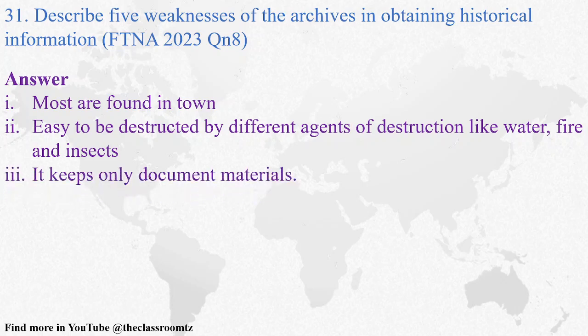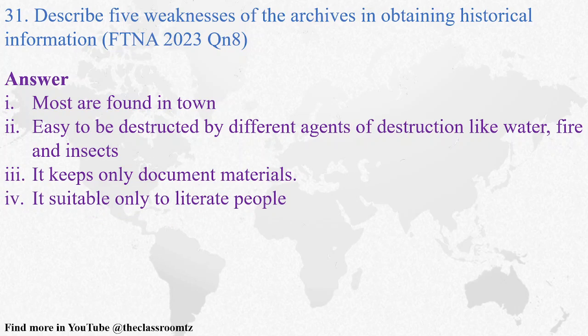It keeps only document material, so it is selective again. Only document material. So if maybe you are not able to read, you cannot use this, or you cannot go to archives. Or if you're looking for an object, like the first shield used by maybe Zwangendaba, and in your area you are surrounded by archives, you cannot get that shield. It is set up only for literate people. Only educated people can use archives.